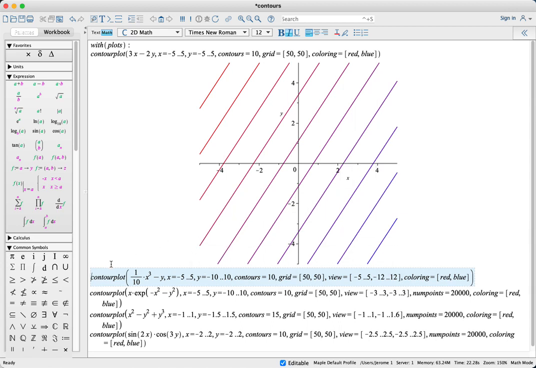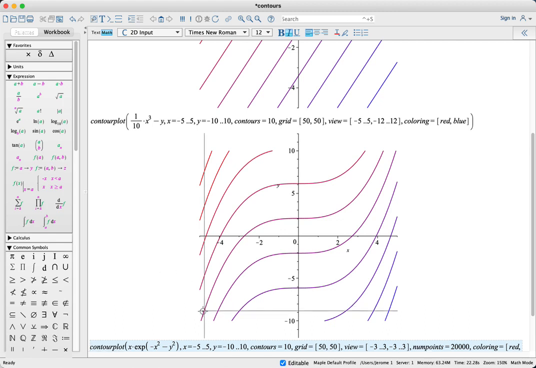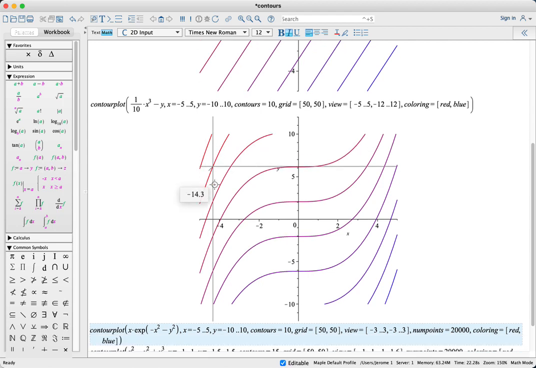Let's see. All the other ones are non-linear. So this one, 1/10. I have no idea why I chose 1/10. 1/10 x cubed minus y. That's your z. Let's look at these contours. Okay, so now we can start to see the curves. The coldest possible value for this window, this range of x and y, is 18.4, and then over here is it negative 18.4? Yes, yep. So there's kind of a symmetry here.